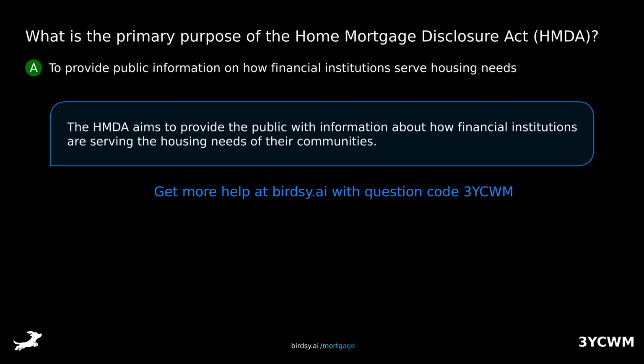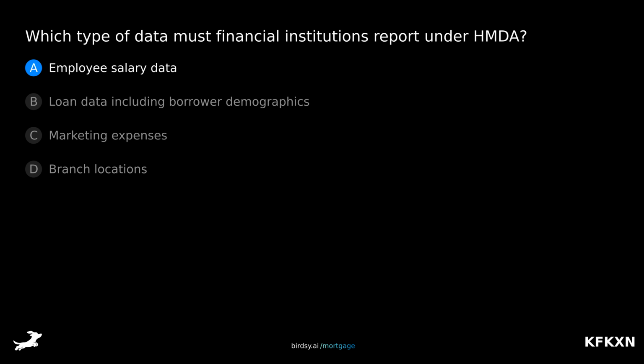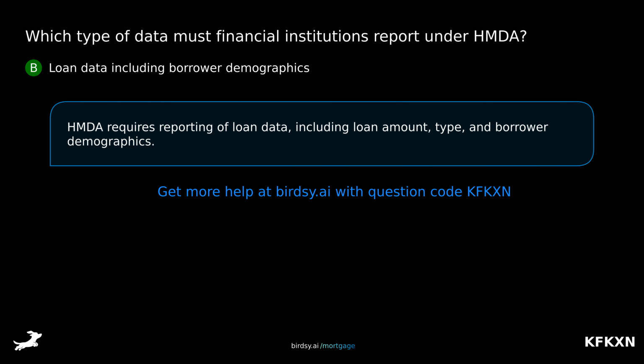The HMDA aims to provide the public with information about how financial institutions are serving the housing needs of their communities. Which type of data must financial institutions report under HMDA? Is it A, employees' salary data, B, loan data including borrower demographics, C, marketing expenses, or D, branch locations? The answer is B, loan data including borrower demographics. HMDA requires reporting of loan data, including loan amount, type, and borrower demographics.